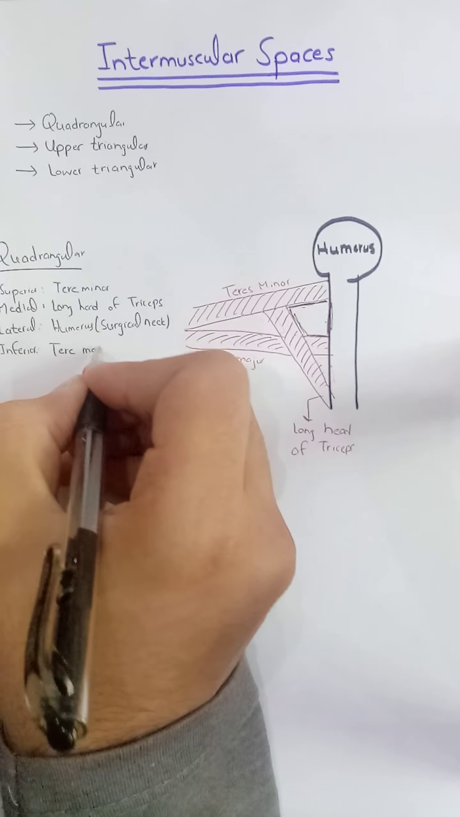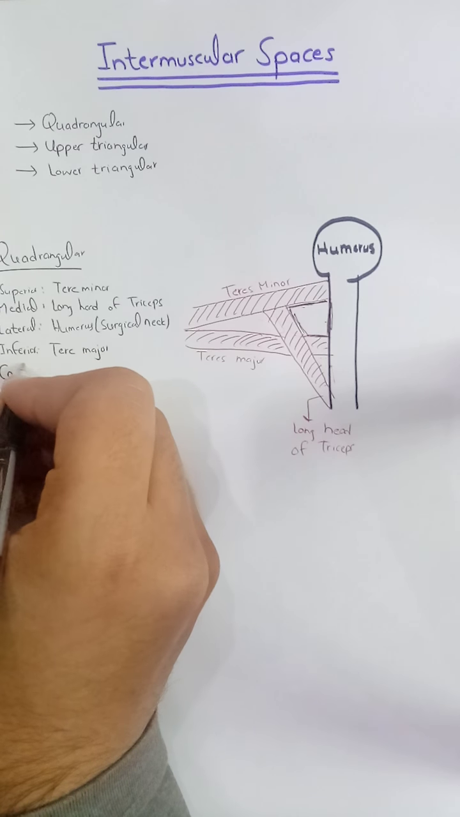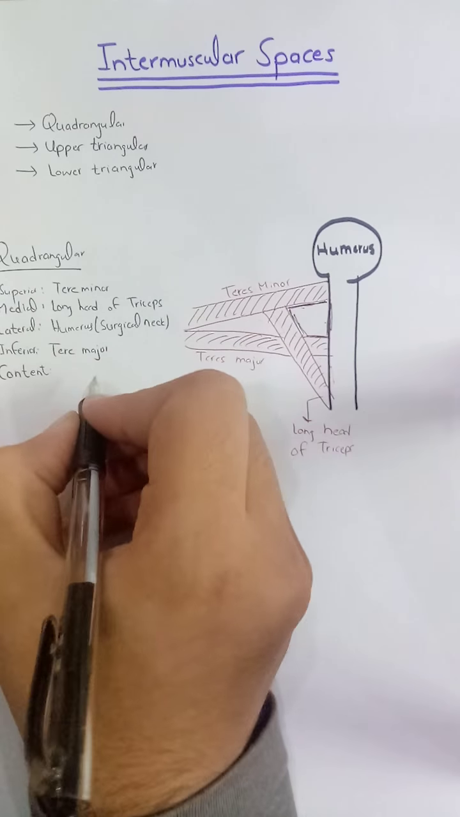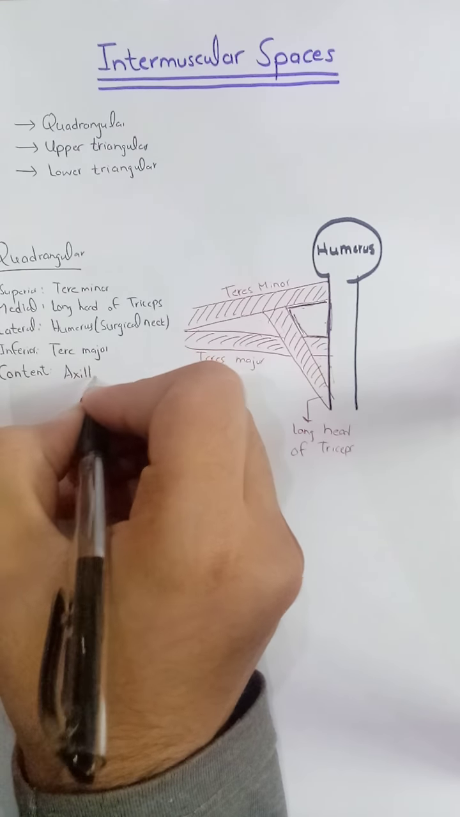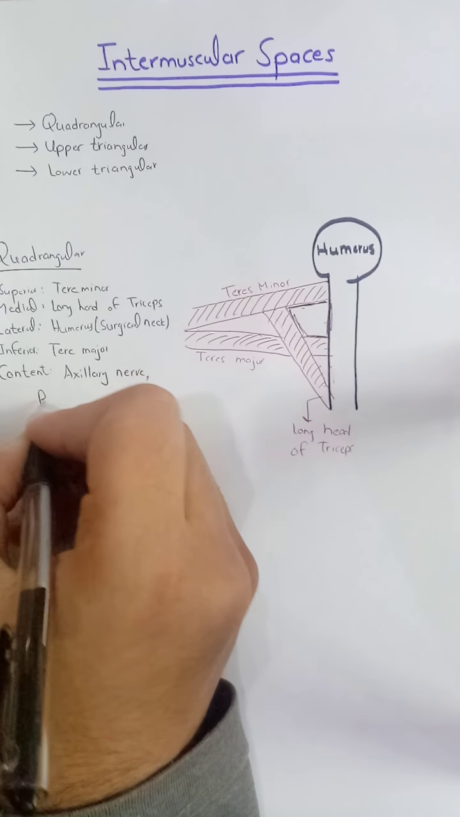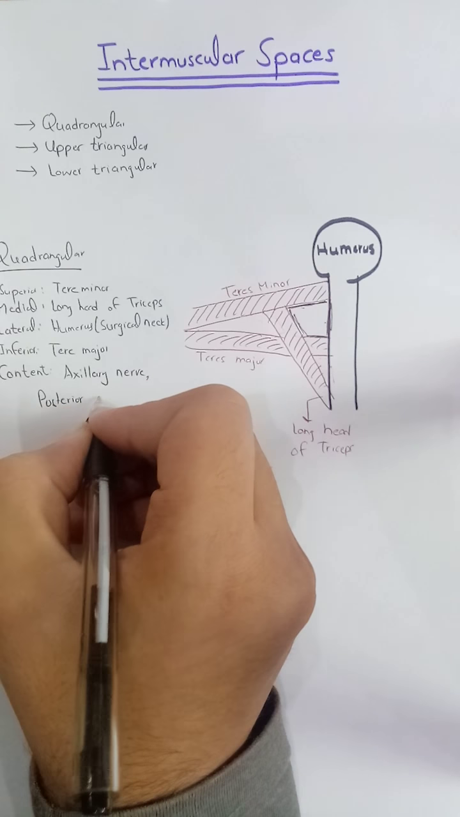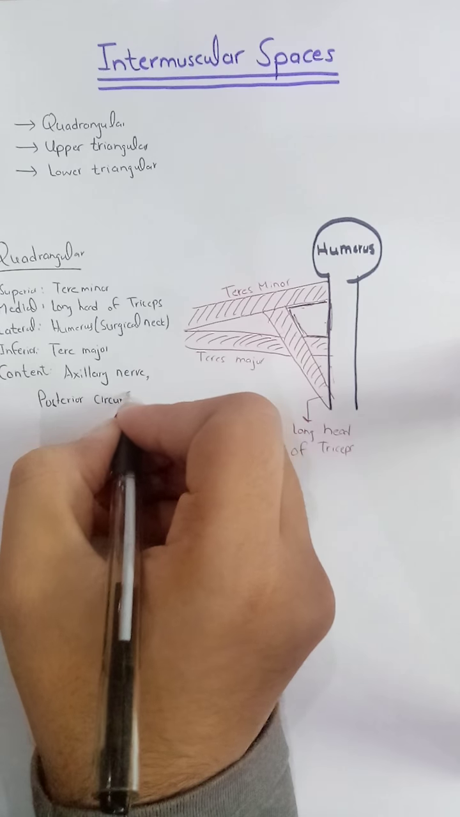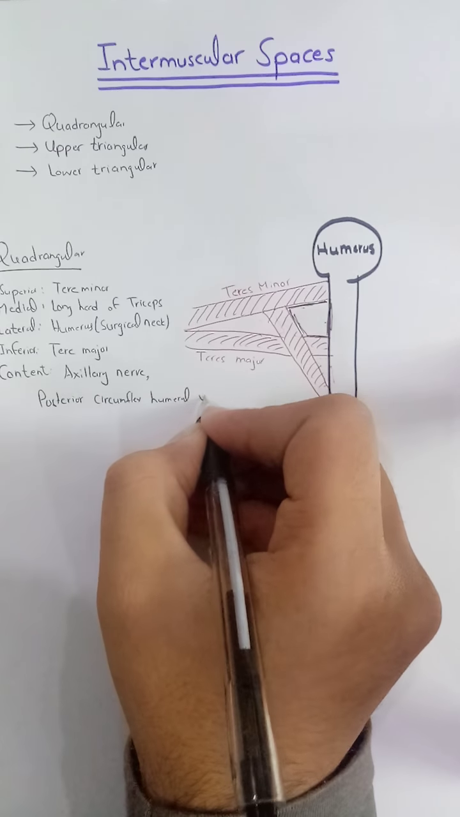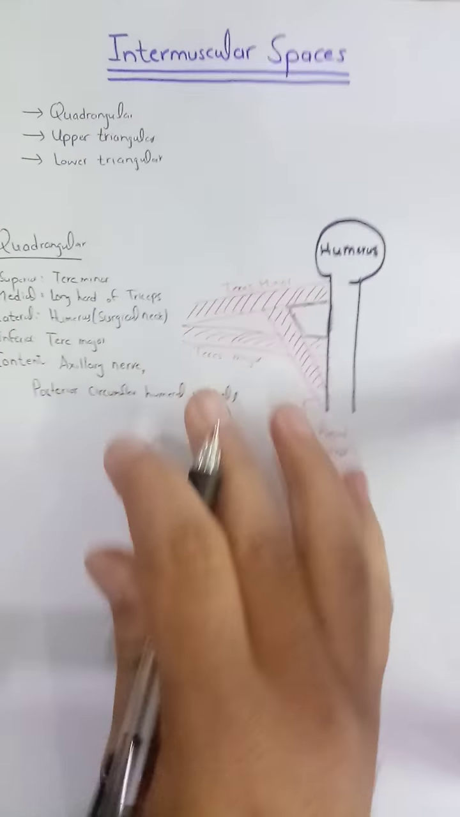Teres major. And now the most important thing, the content. The content of this quadrangular space is the axillary nerve and the posterior circumflex humeral vessels. These are the two contents of this quadrangular space.